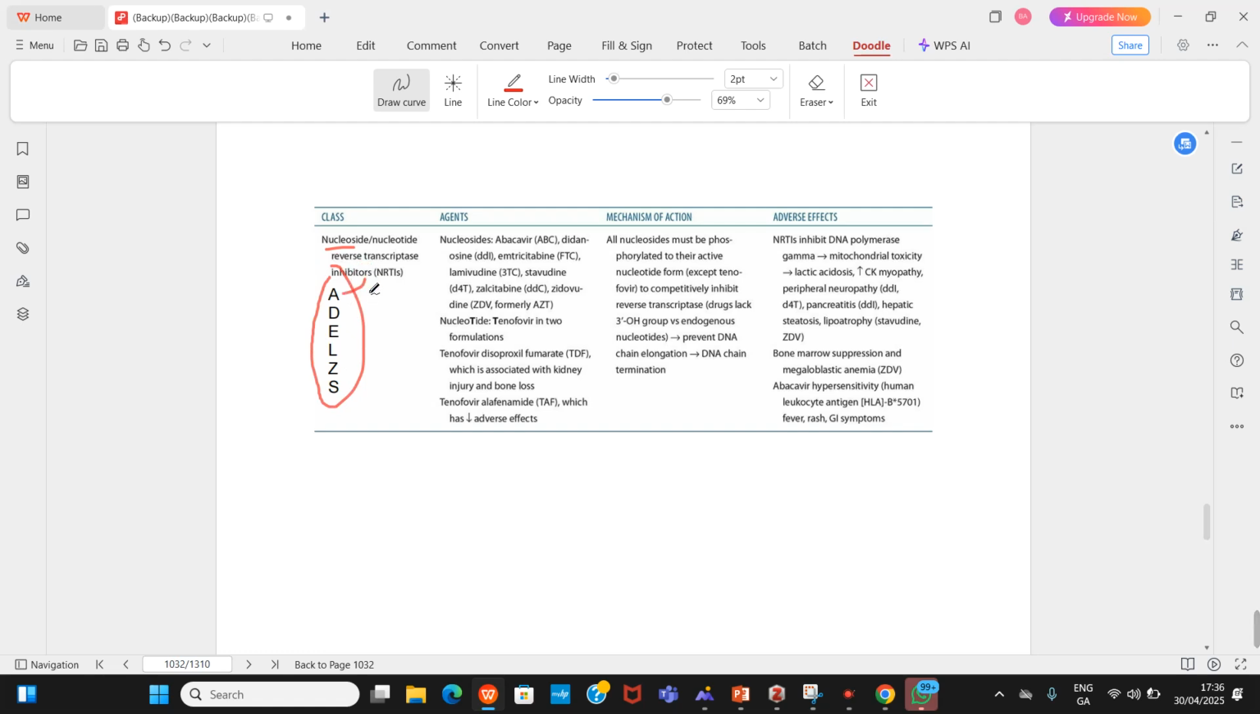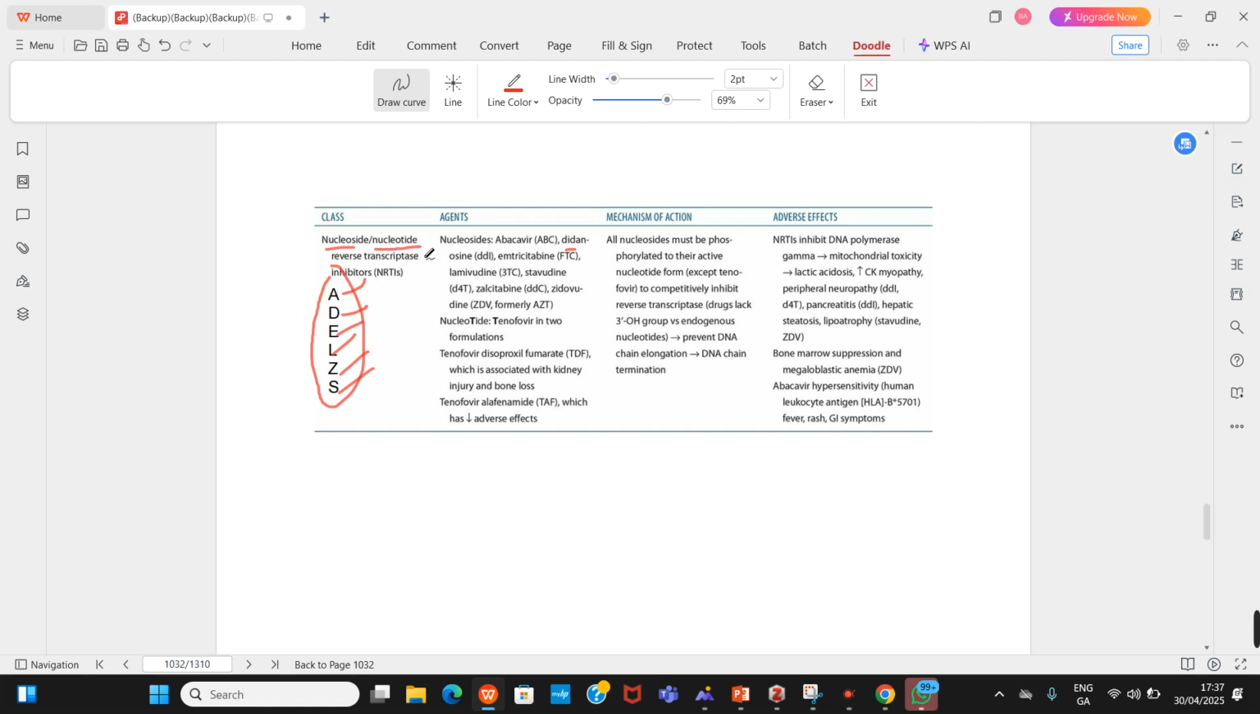So A for abacavir, D for, what drug do we have here? I think didanosine, yeah. I used to forget that drug. Didanosine. E for emtricitabine, L for lamivudine, Z for zidovudine, and S for stavudine. So abacavir, didanosine, emtricitabine, lamivudine, zidovudine, stavudine. We know everything. And of course, the nucleotide is going to be the tenofovir.